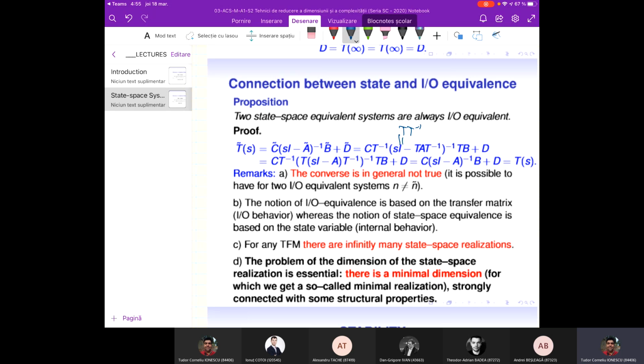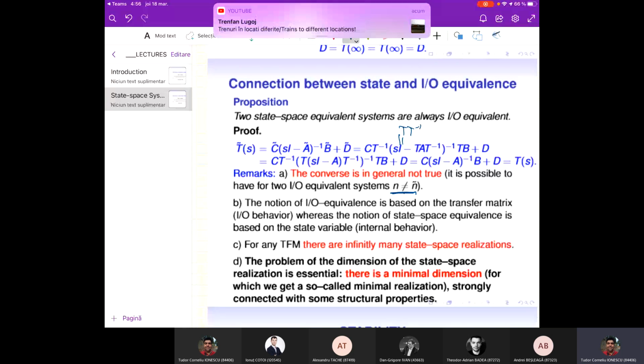We can factorize T and T inverse in this fashion, and we recover the original transfer function. Of course, the converse is not true. We just said that. State space equivalence always implies input-output equivalence. However, conversely, input-output equivalence does not necessarily mean state space equivalence, because again, we can have systems of different state dimensions realizing the same transfer function.